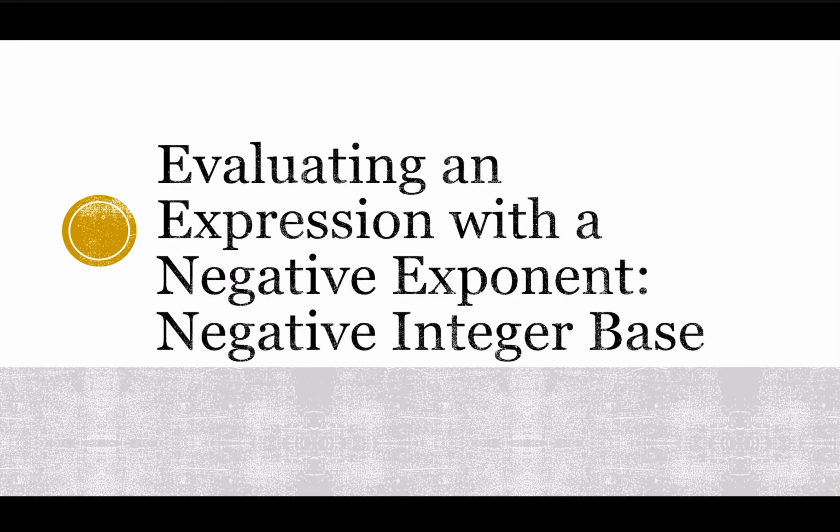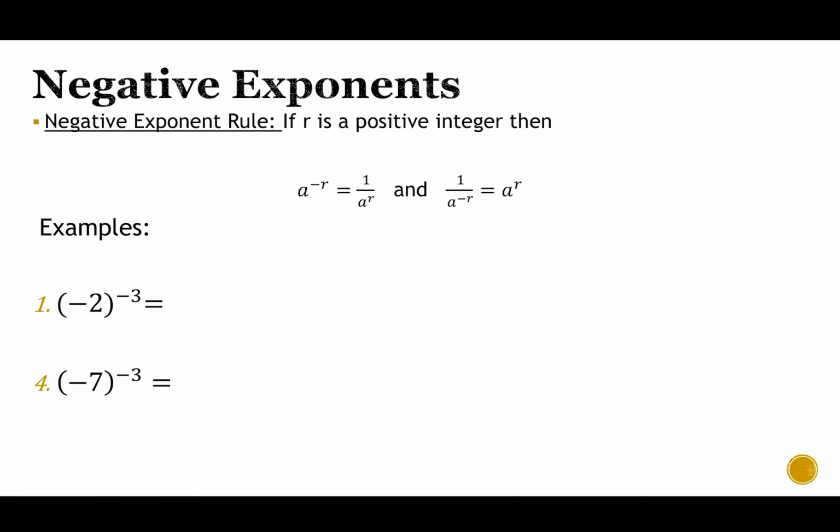This video covers the ALEX topic, evaluating an expression with a negative exponent as long as there's a negative integer base. So we have our negative exponent rule, which I've covered before, but now we're going to be working with negatives. So we have to remember that if I have a negative number raised to an even power, it becomes positive because two negatives make a positive.